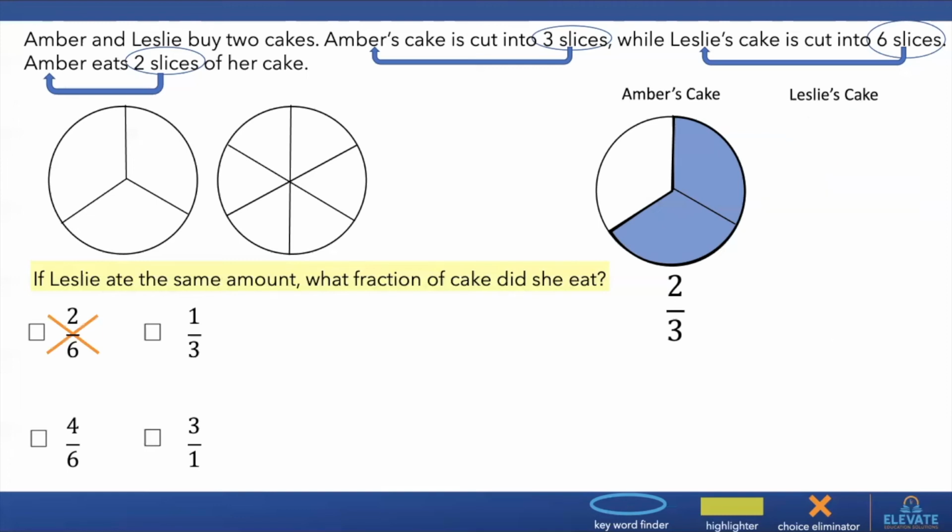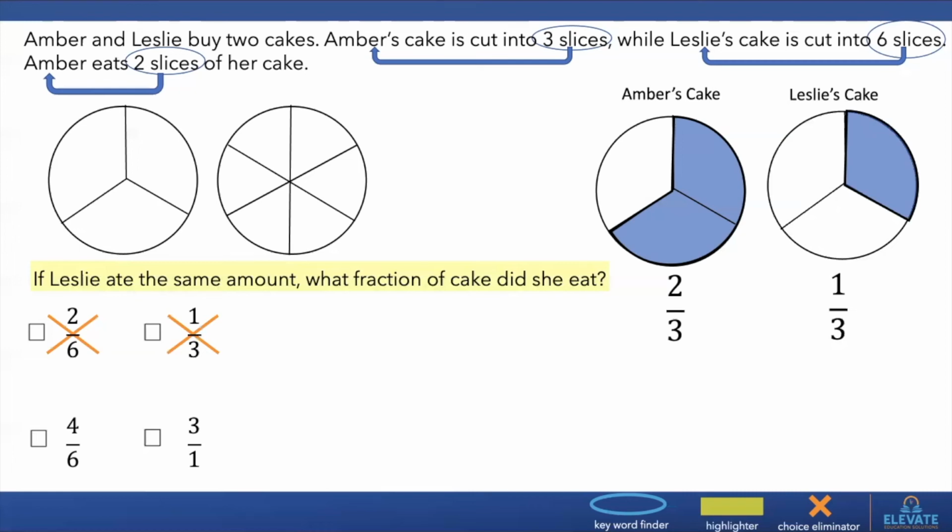Let's look at our next answer choice, 1/3. To create 1/3, we must create a circle with 3 equal parts. We must shade 1 of the parts. When we compare the 2 models, we notice the shaded area is not the same. It does not cover the same amount. Since the shaded area does not cover the same amount, we can eliminate 1/3.